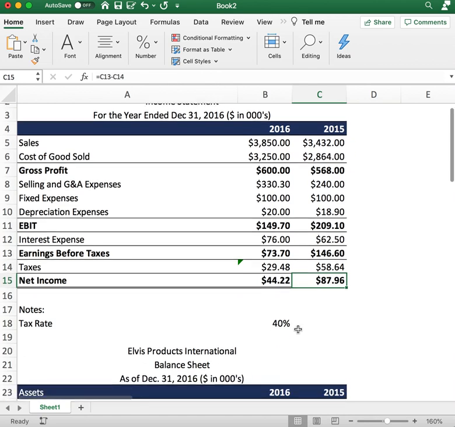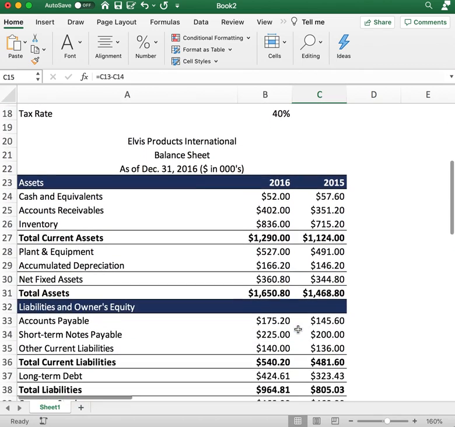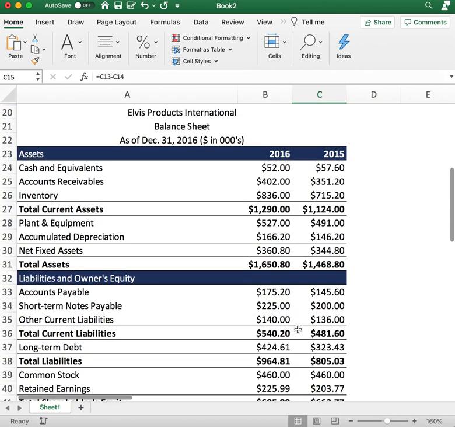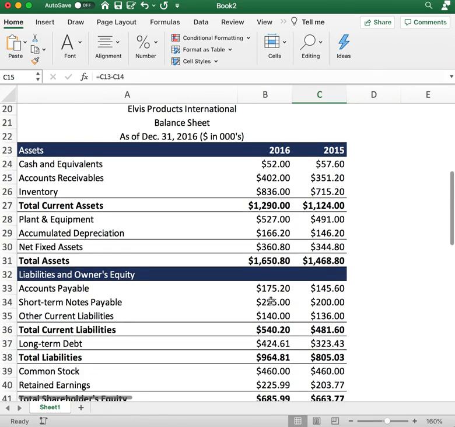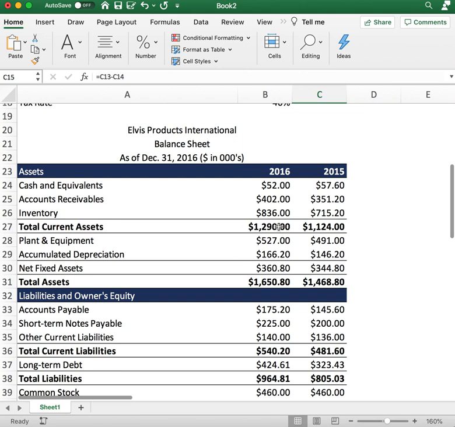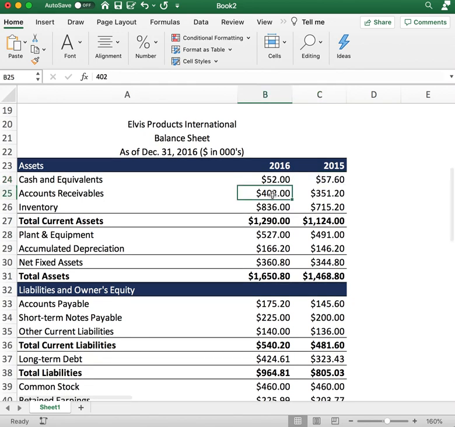So now let's go over to the balance sheet. The balance sheet is basically a snapshot of the company's financial accounts. All right, so let's go ahead and start with the assets. For assets, we first want to figure out all the current assets, and basically any asset that is considered to be held for less than 1 year is a current asset. We'll start off with cash. The company has $52 in cash, $57 last year.